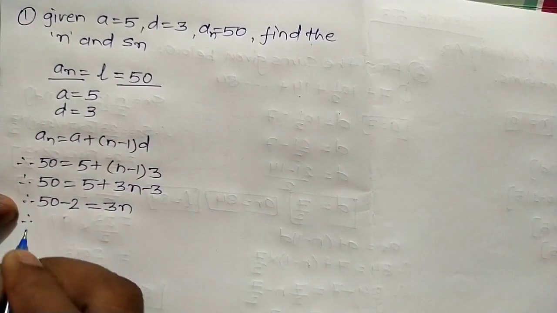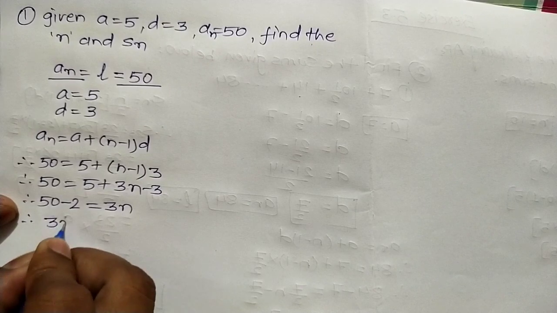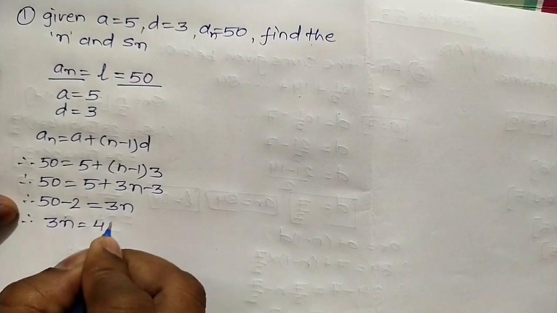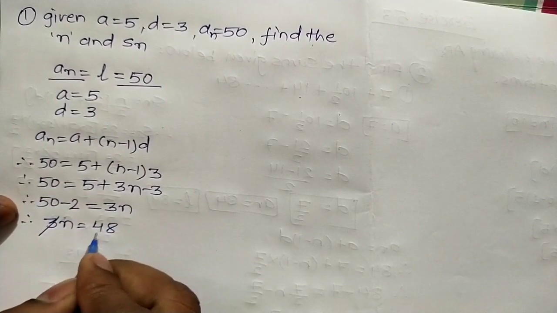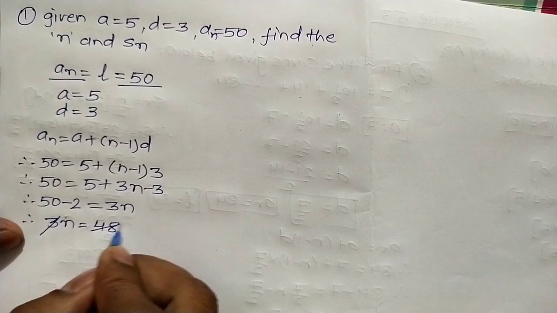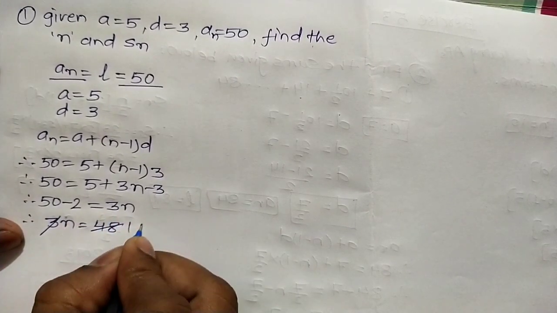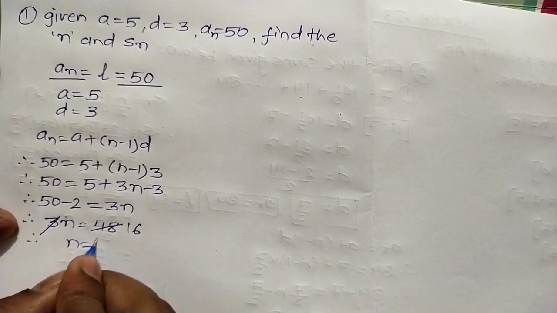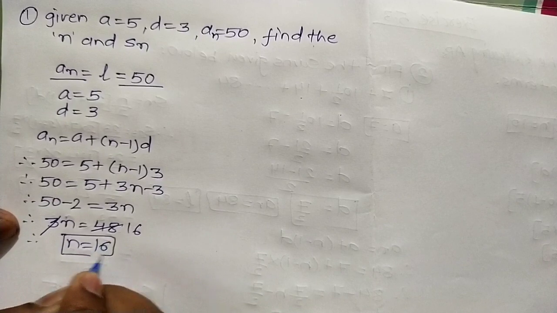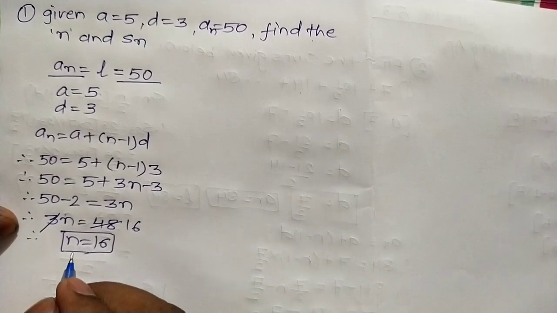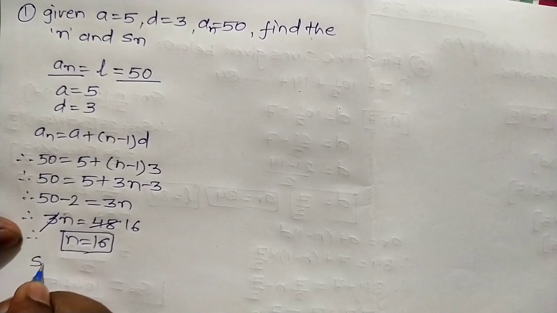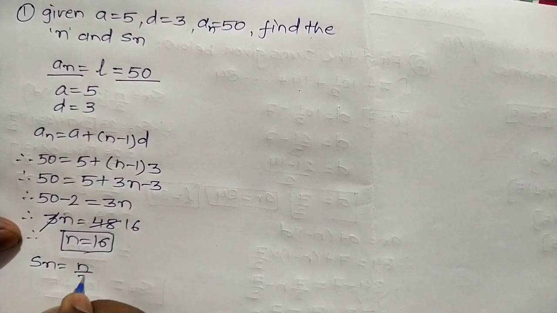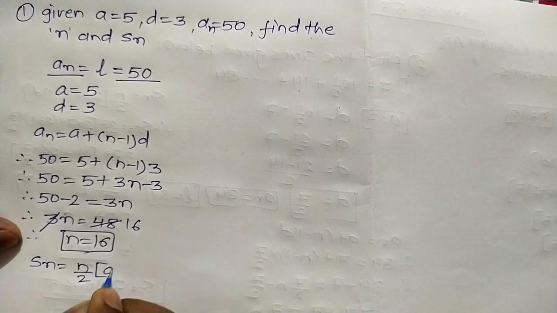Okay, here 50 minus 2 equal to 48, then 3 divides 48, so we get 48 divided by 3, we get n equal to 16. The value of n is 16. Now we find out the Sn. The formula of Sn equal to n by 2. This is a short form of Sn.